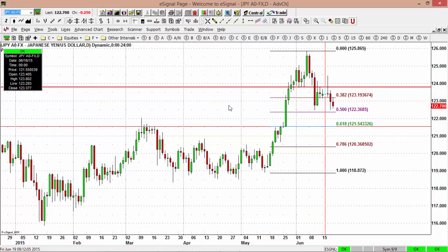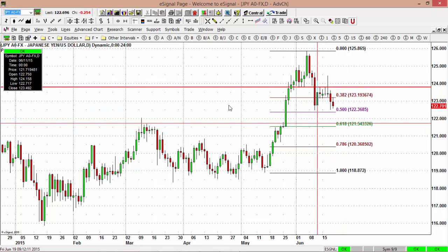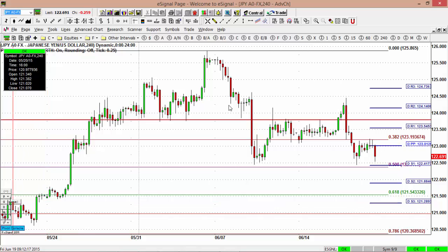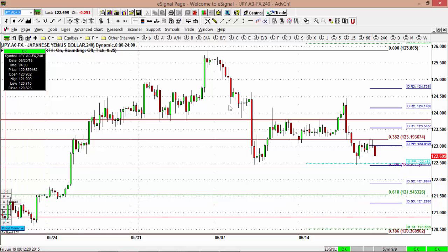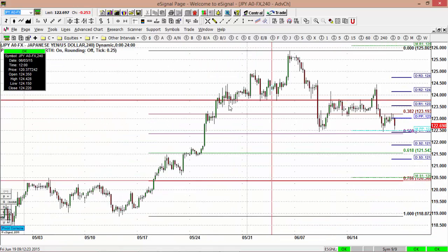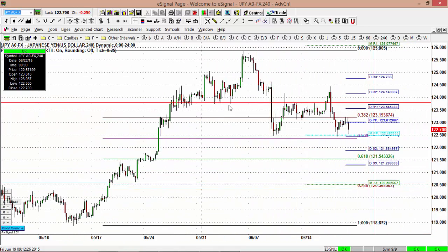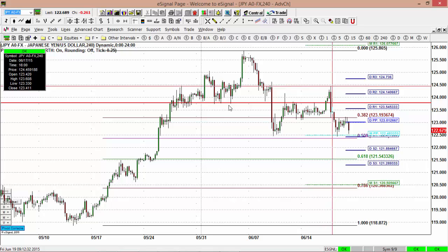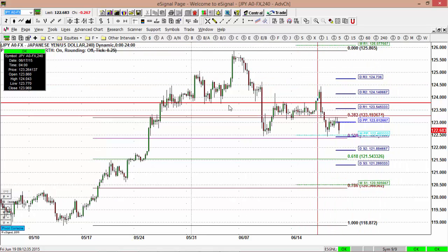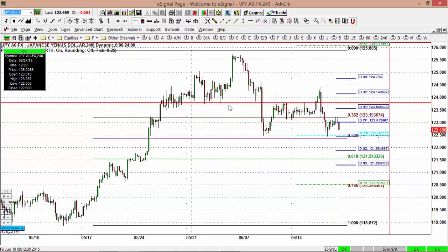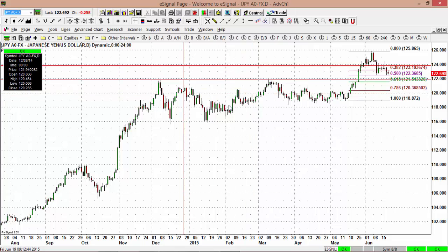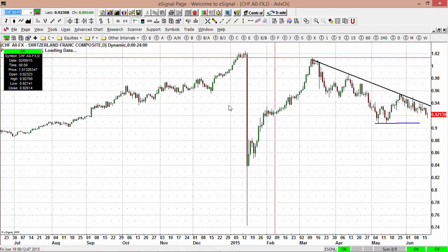If we break below this area, the next area of support is down at 121.54 for the Japanese yen. Let me just take a peek at the monthly pivot point numbers. And our monthly S1 pivot point is all the way down at this 120.50 level. So that's a good 200 pips or so below this level. So just keep in mind that this market could definitely drop to the monthly S1 pivot point of 120.50 in the Japanese yen.